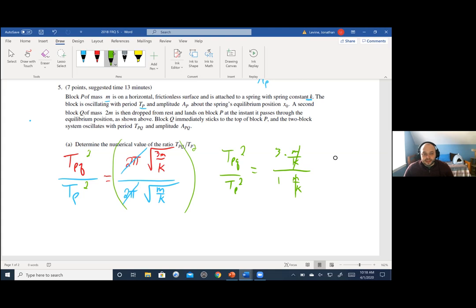I could square root both sides. And as a result, what's our numerical value of the ratio? Well, it's 3 to 1 as the ratio of the squares. But then when I square root it, it's really rad 3 to 1, because the square root of 1 is just 1. So as a result, this is what you're going to end up with. This is TPQ over TP. You have to square root the result that you got here. You have to square root both sides.